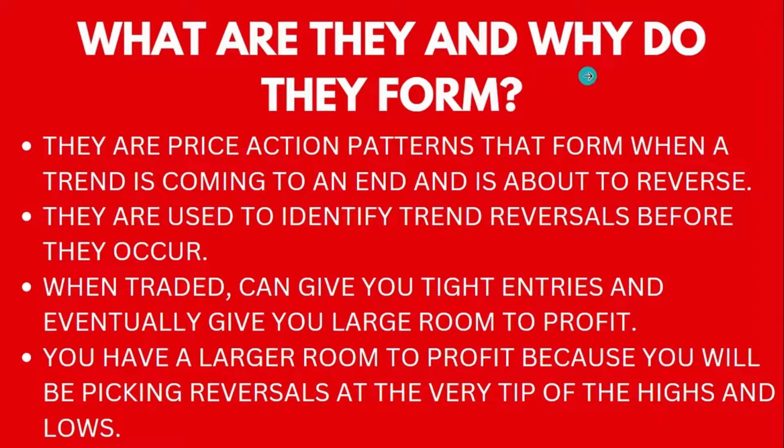What are they and why do they form? What are the M and W formations and why do they form? Number one, they are price action patterns that form when a trend is coming to an end and is about to reverse. So when you have an uptrend or a downtrend and you get a double top or a double bottom, which is an M or W formation, then you can expect the market to reverse. You can expect that trend to begin to reverse, to change direction.